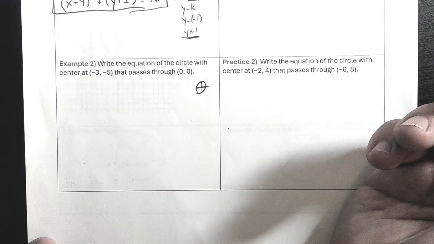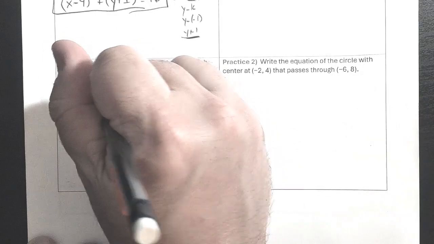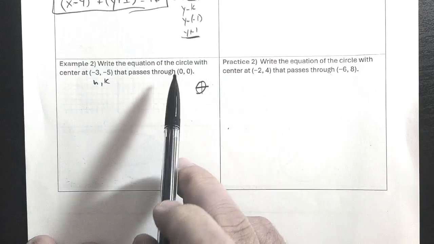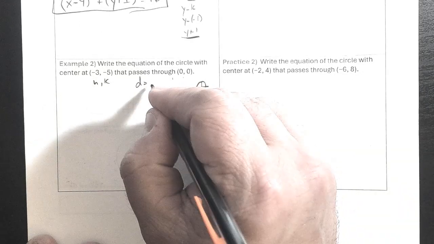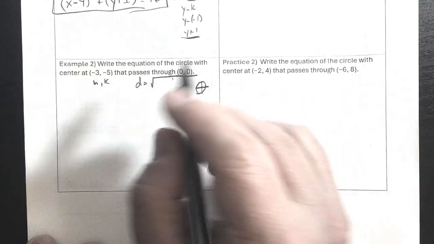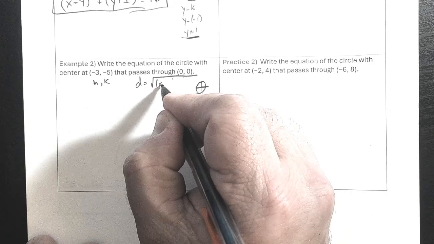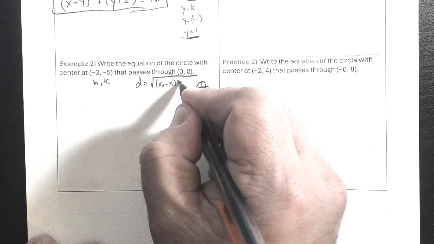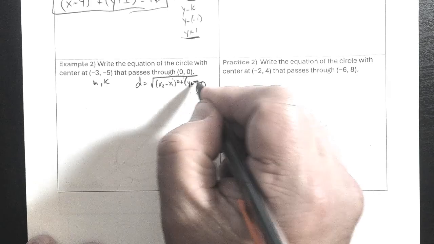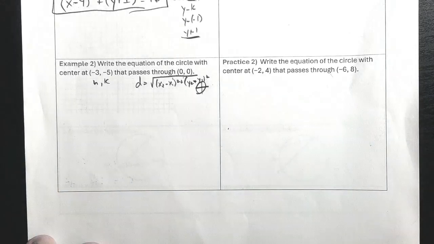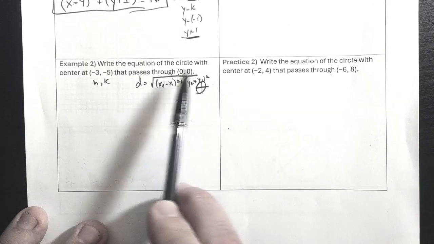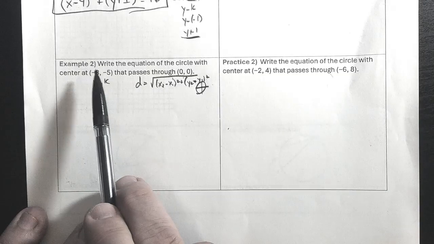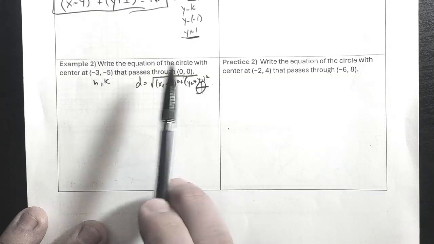But anyway, so we have our h and our k. You need the distance formula to tell you the radius. So it's x sub 2 minus x sub 1 squared plus y sub 2 minus y sub 1 squared. And again, the distance formula is on the reference sheet. Of course, let's make these our 2's. So it's going to be 0 minus -3, 0 minus -5.